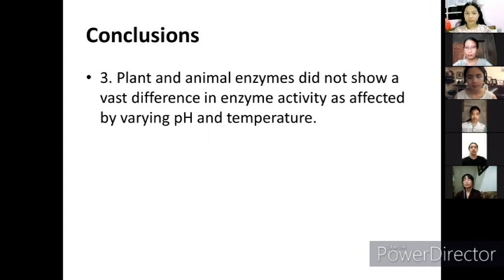Catalase rate of reaction in different pH and temperature have different results. We have found out that there are various results depending on the treatment used.